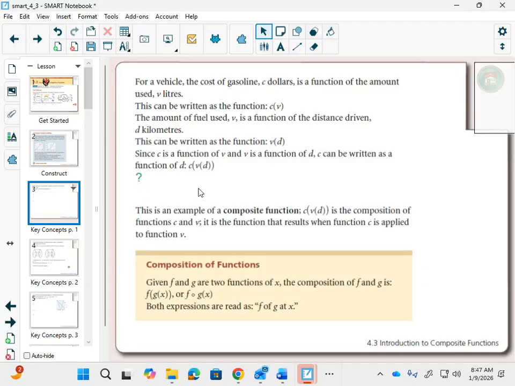There we go. So for our, apparently I can't click on this question mark.